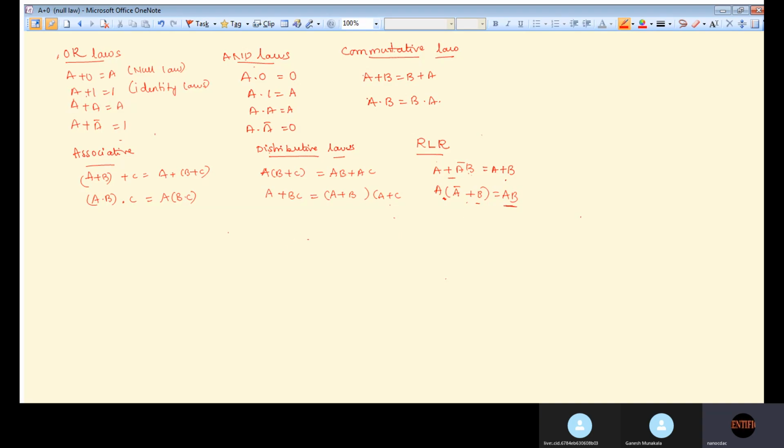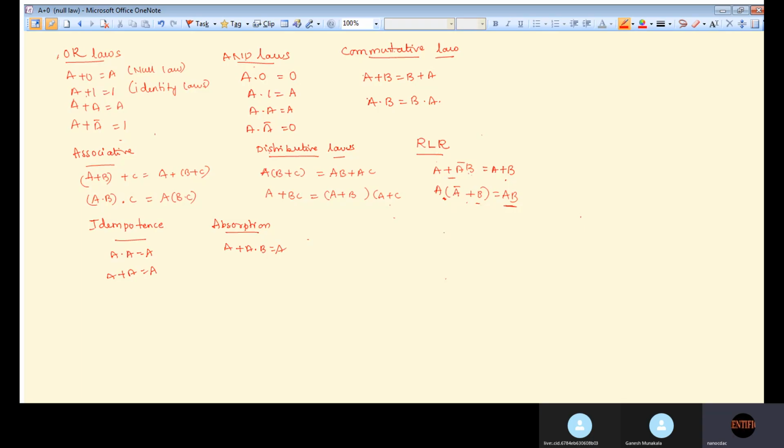Similarly, idempotence, which states that A dot A is equal to A, and A plus A is also equal to A. Then the absorption law is there. So what is that? Absorption: A plus A dot B is equal to A. We need to remember all these things.